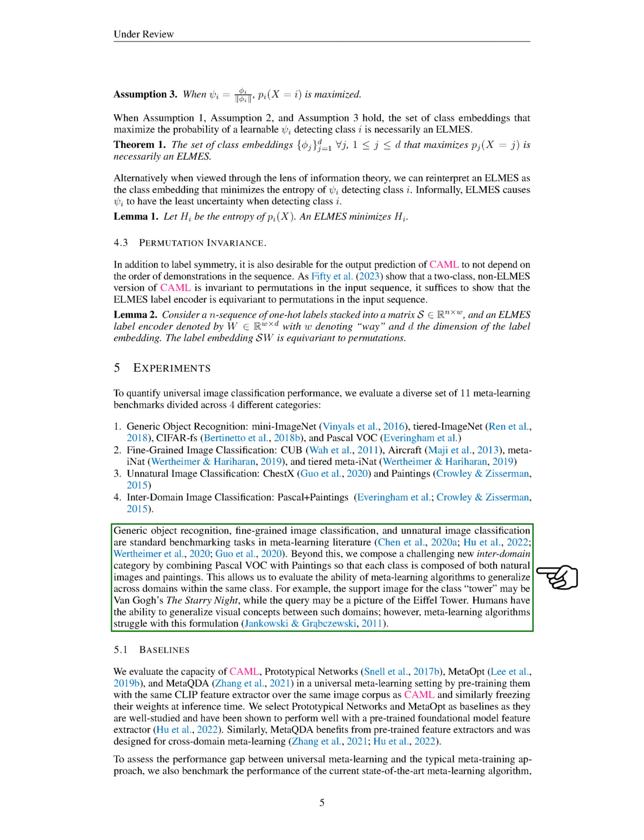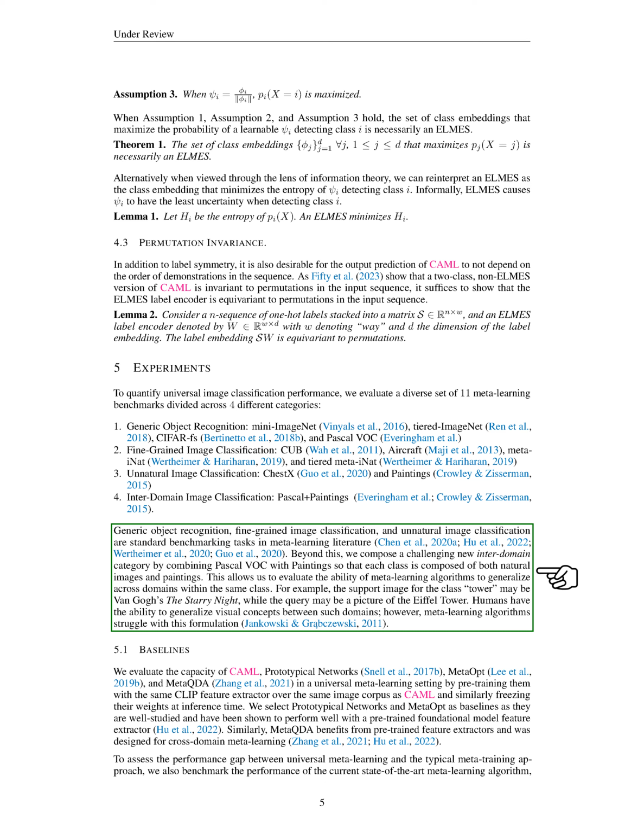We tested our model on a variety of image classification tasks, divided into 4 categories: generic object recognition, fine-grained image classification, unnatural image classification, and interdomain image classification. The first 3 categories are standard benchmarks in meta-learning. We also created a new category, interdomain image classification, by combining natural and unnatural images. This allowed us to test how well meta-learning algorithms can generalize across different domains within the same class.